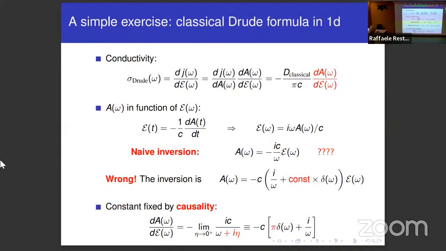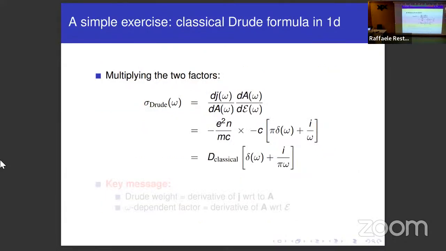And by definition, the theory of distributions tells you that the weak limit of this distribution is here. So you have a delta. Here is how the delta appears, and there is a pi. And finally, you put everything together, you multiply, and you find the result which I showed several slides ago.